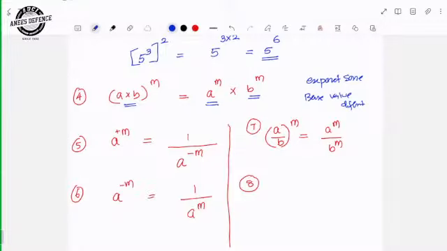So if the power in the numerator is positive, when it moves to the denominator part it will become negative. Positive will become negative and negative will become positive. You have to do that carefully.